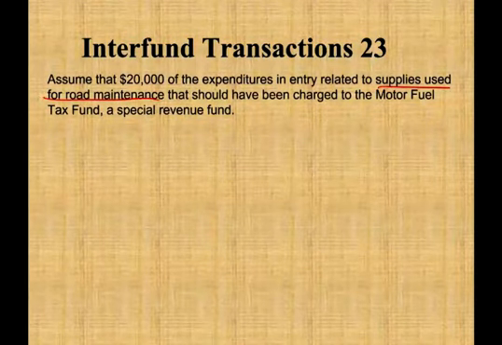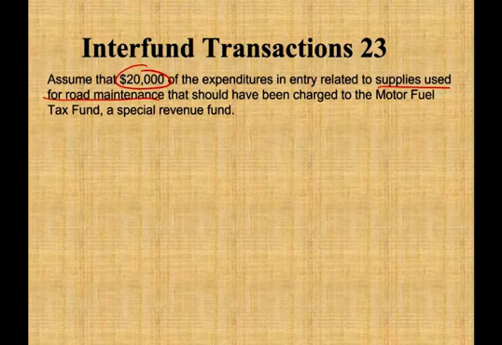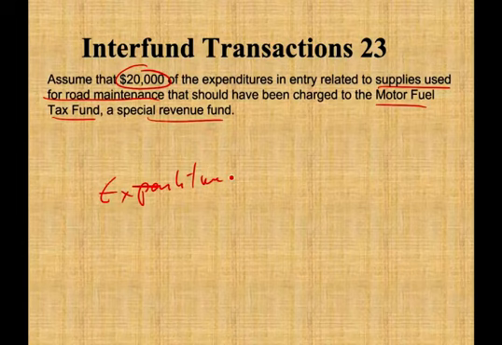Okay, so here's what happened. You remember we ordered supplies and we received the supplies. But part of these supplies, 20,000, we shouldn't have charged to our fund. It was part of the motor fuel tax fund, which is a special revenue fund. So simply put, we paid for $20,000 worth of material. That's not really our responsibility. And what we did is we debited an expenditure for 20,000 and we ended up crediting cash for 20,000.